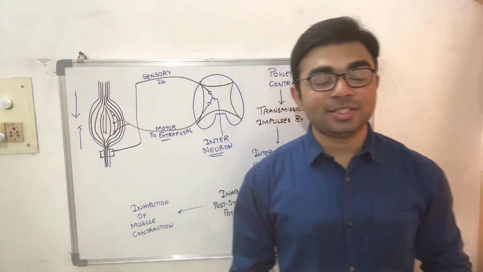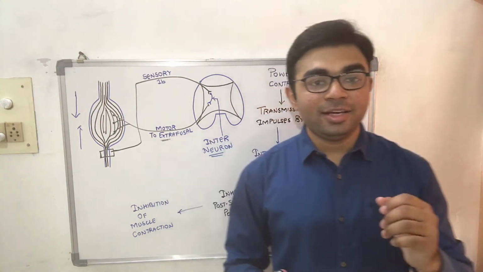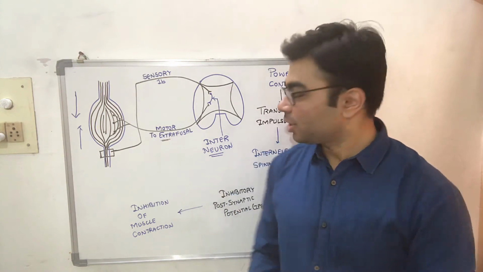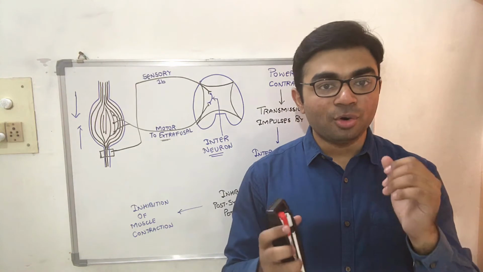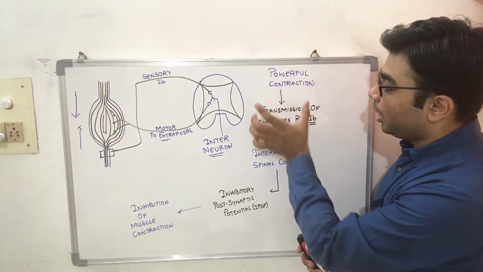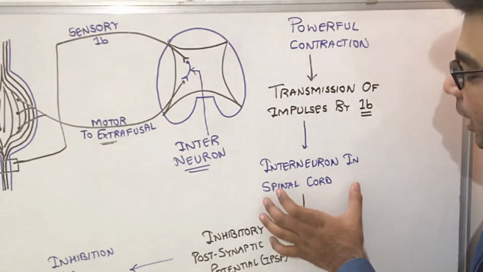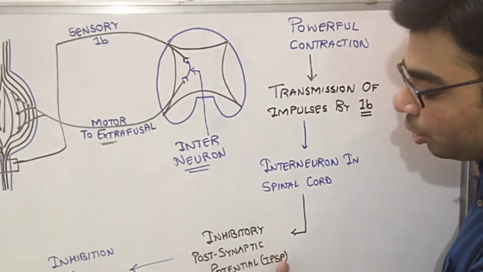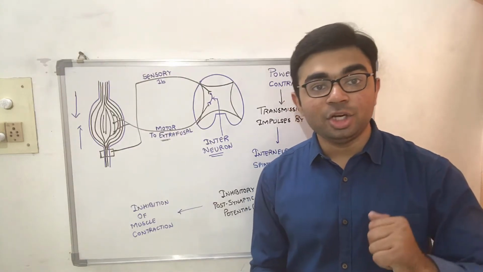Now in this spinal segment, it meets the interneuron. This interneuron gives an inhibitory signal to the motor neurons, which are also present in the spinal cord. So the whole procedure is like that: when there is powerful contraction, transmission of the impulses by the 1B sensory fiber occurs, and it meets the interneuron in the spinal cord. This structure is the interneuron, and it generates the inhibitory postsynaptic potential in the neuron distal to it.